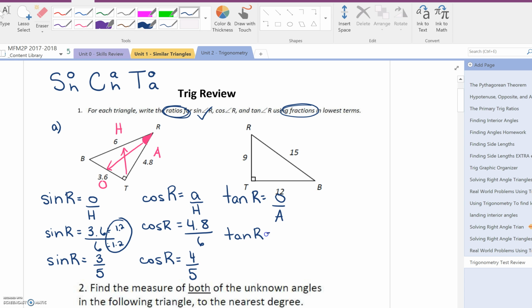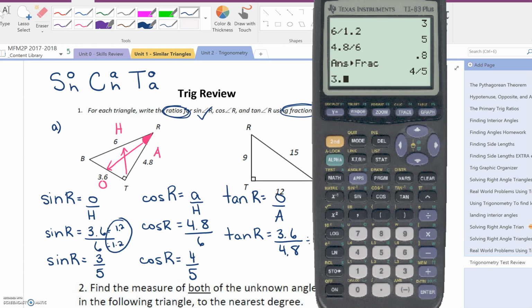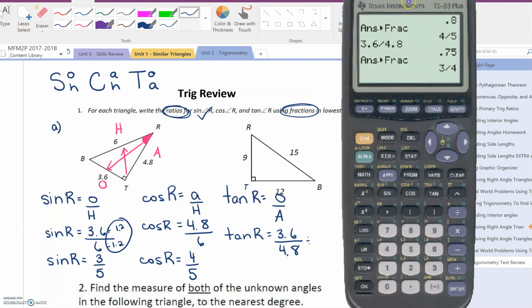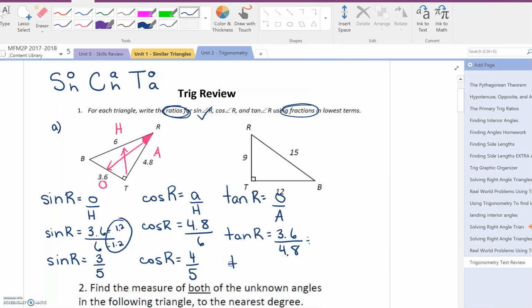Okay. And the opposite in this situation is 3.6. The adjacent is 4.8. I know that when I divide these two numbers, it's going to give me a decimal. And I have to go ahead and press math, enter, enter again, and it's 3/4. So tan of r equals 3/4.